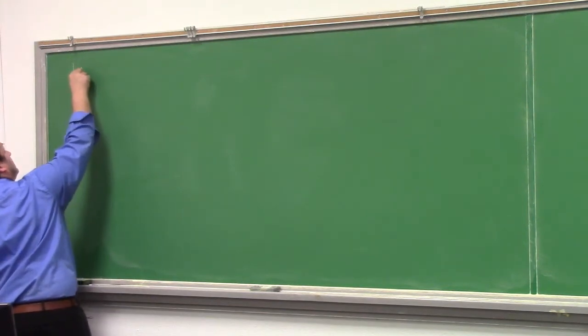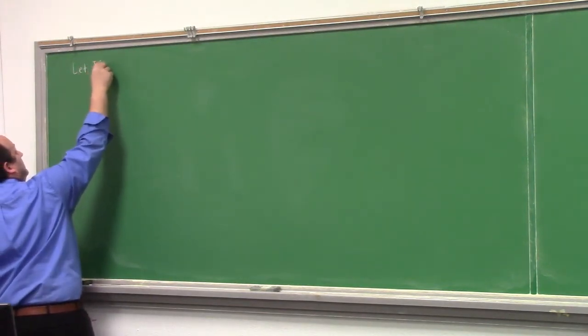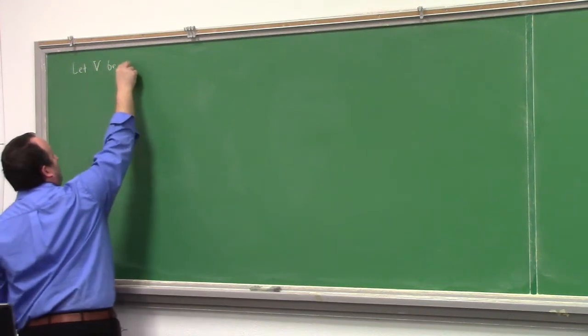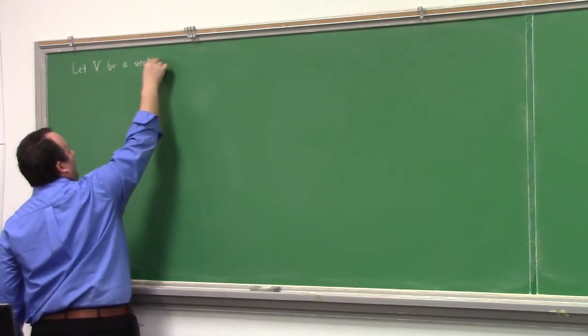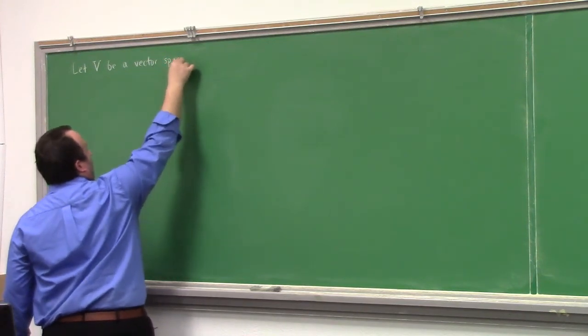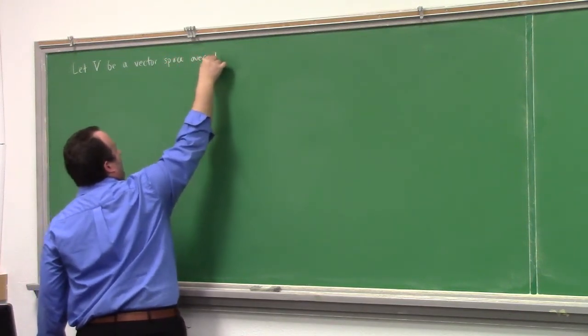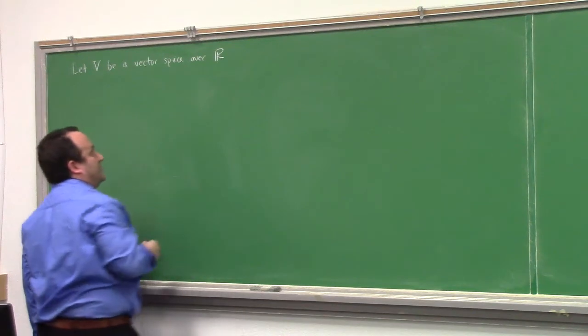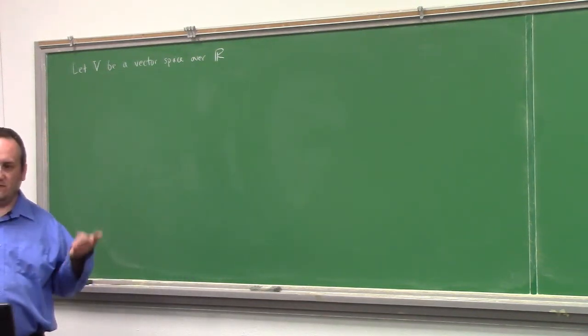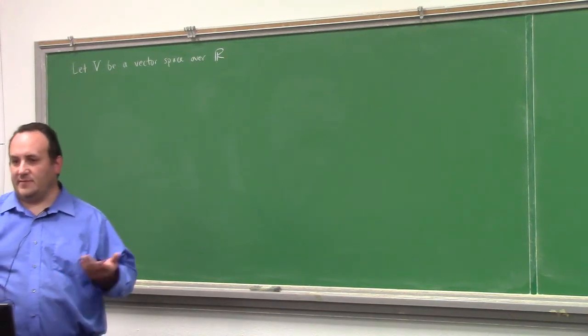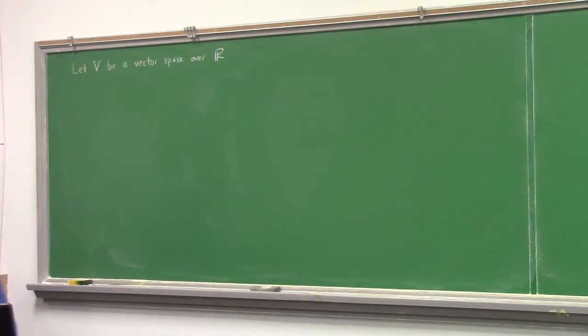Let V be a vector space over R. So what does that mean? That means that V is a set where you can add vectors and you can scalar multiply, right? That's what that means. It's a space which basically allows for vector addition that essentially resembles Rn.